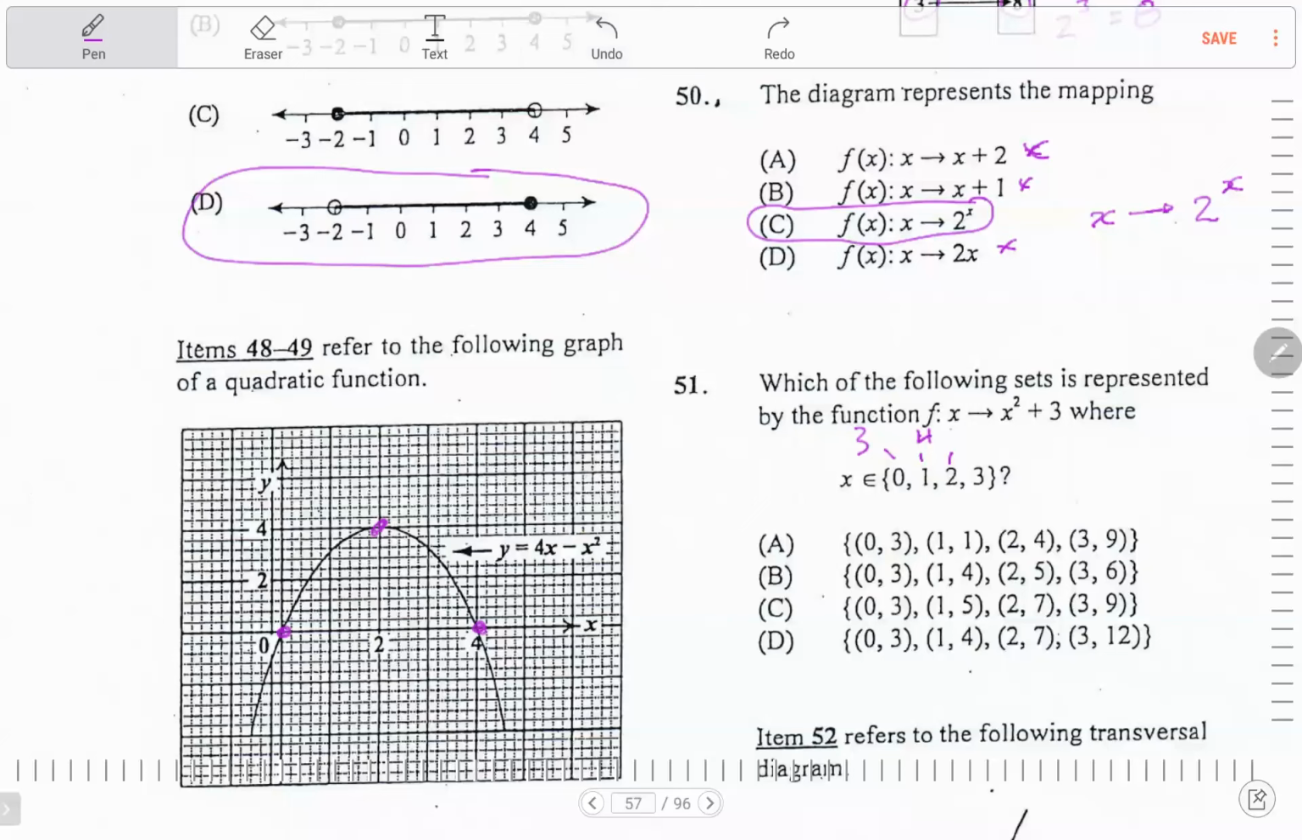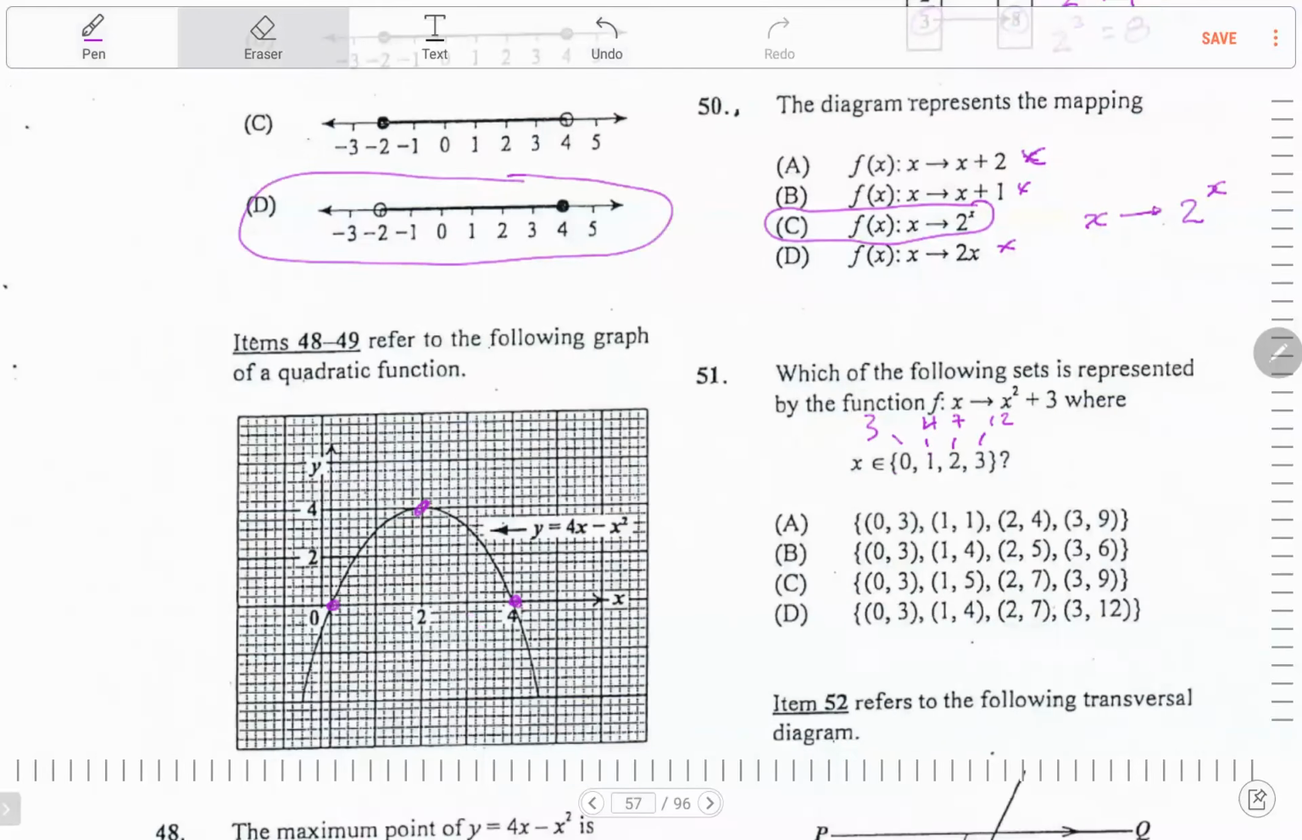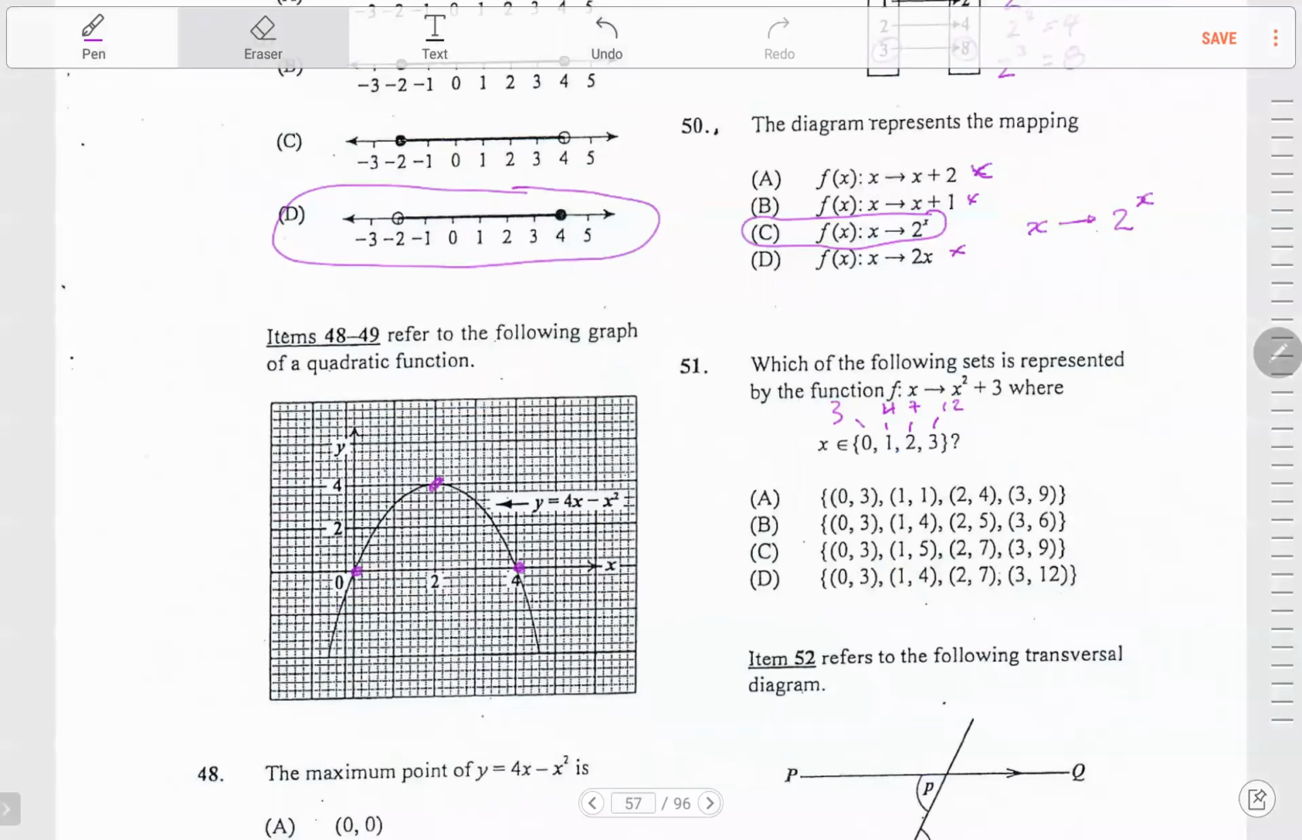So this will take us to 7. And then the next one will be 3 squared plus 3, which is 9 and 3 is 12. I think we did this question already. Yeah, so looking for values, the output values must be 3, 4, 7, and 12. I just remember now. So 3, 4, 7, 12. 3 is good, but this is not good.